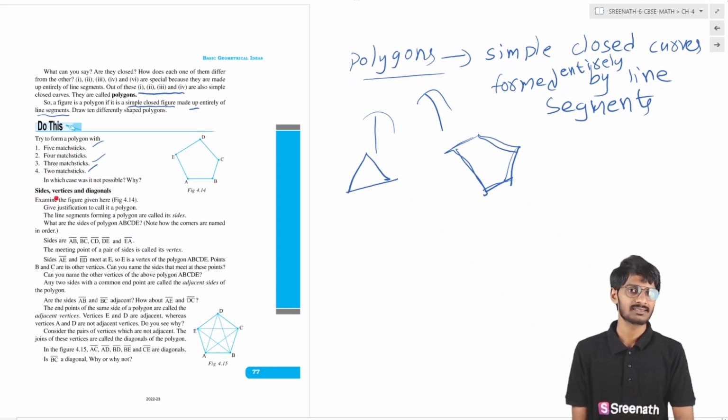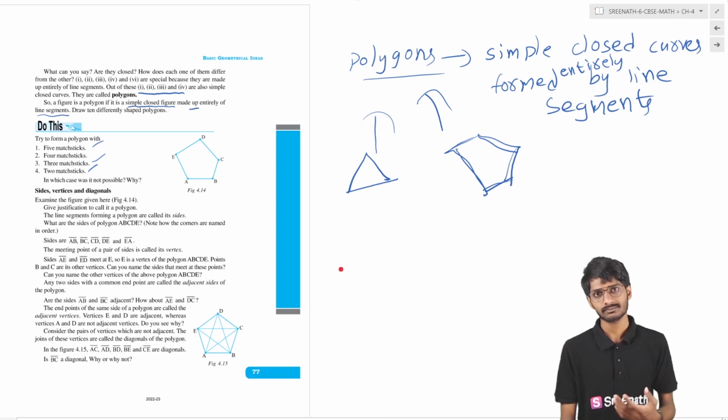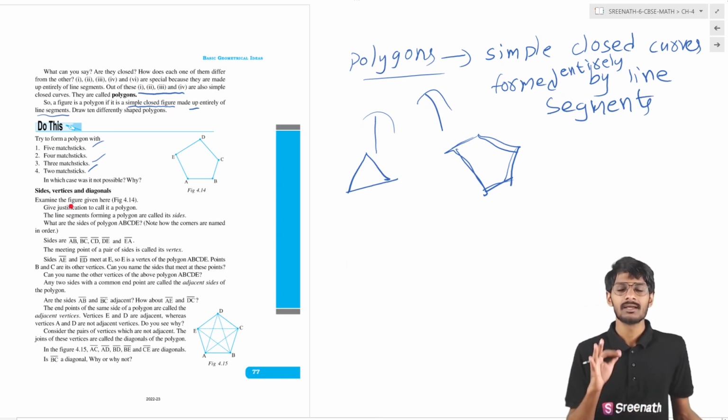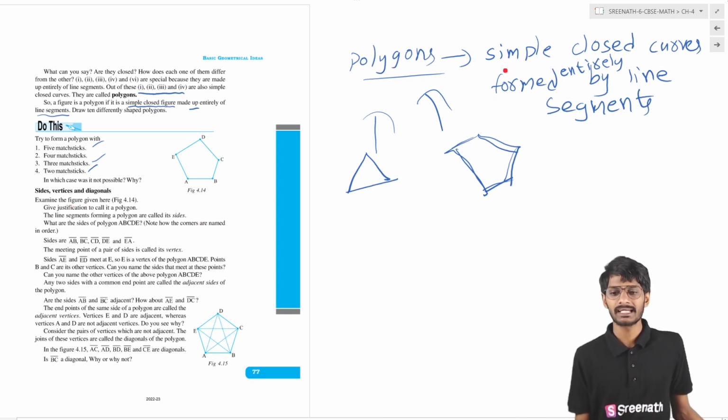Can we draw a polygon using two matchsticks? It is not possible, friends. Why? Because if you have two, then there will be an opening on another side. So we can't form a polygon, because with two matchsticks we can't get a simple closed curve. We will get a simple open curve only. But here the main criterion is that only simple closed curves formed by line segments form a polygon, friends.